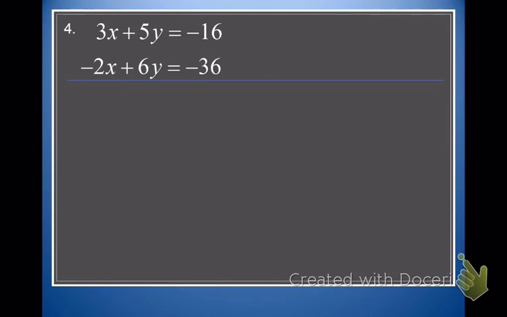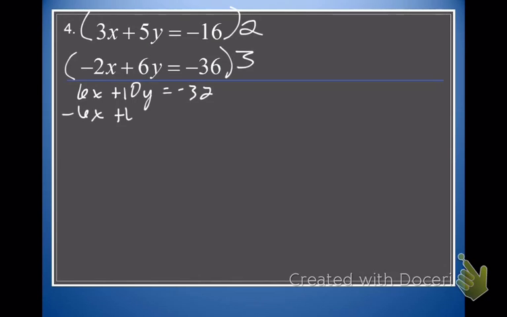So what's the least common multiple between 3 and 2? Answer to that is 6. So I've got to use multiplication and make both of these 6, and one of them negative. So that means I've got to multiply the 3x by 2 and multiply the negative 2x by 3. So like I said before, you might have to multiply both equations by something. Okay? Now if you do that, you will get, in the first equation, 6x plus 10y equals negative 32. And then negative 6x plus 18y equals negative 108.